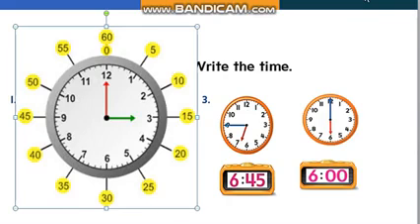Okay, so I want you to look over here. As you can see, the short hand is in between 6 and 7. But that doesn't mean it's 7, it's still 6. It's still 6 because it's going to 7, but it's not 7 yet, right? So we're going to write 6, and let's look at the minutes. It points to number 9. So it's 45. So it's 6:45.